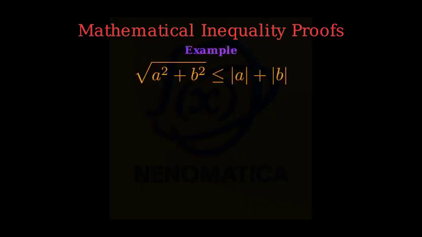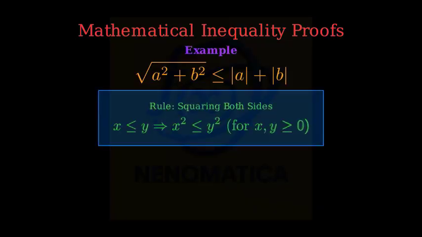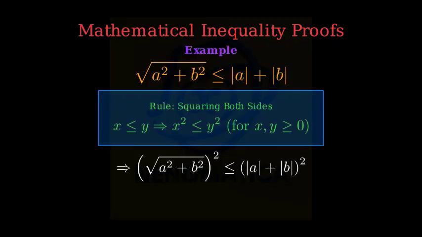We need to prove that the square root of a squared plus b squared is less than or equal to the absolute value of a plus the absolute value of b. To prove this inequality, we'll start by using the property that if two non-negative numbers are being compared, we can square both sides without changing the inequality.